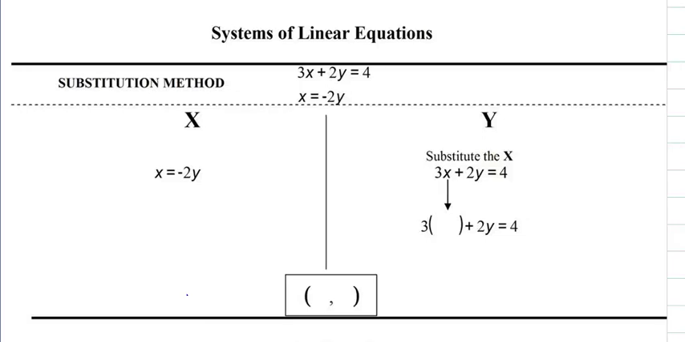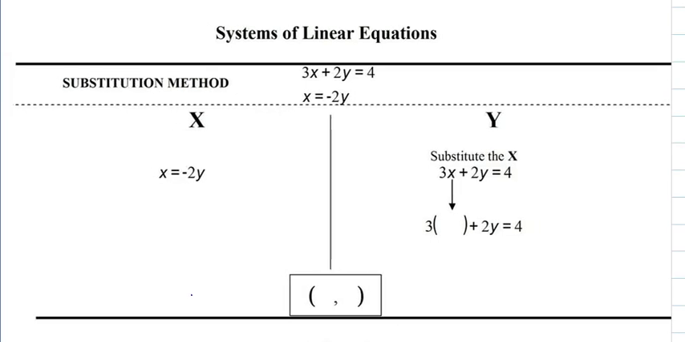All right, systems of linear equations. This is the substitution method. So you're going to be given two equations like this, and we're trying to find the solution, the x and y value that make both of these true.